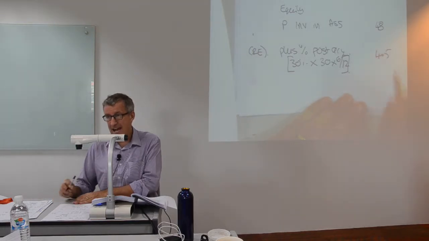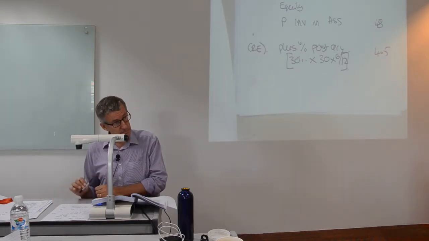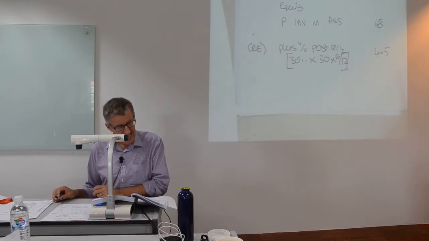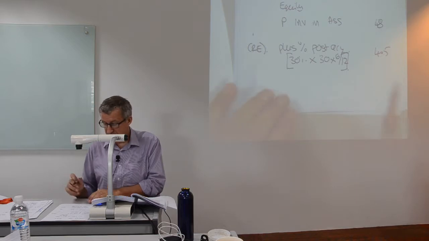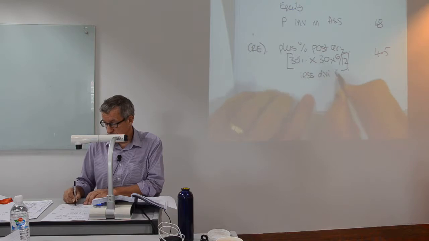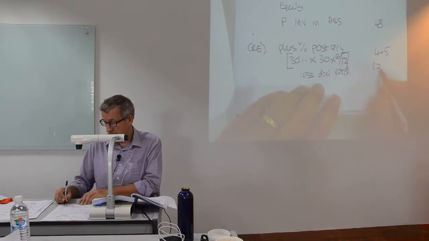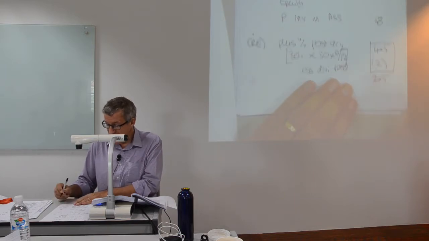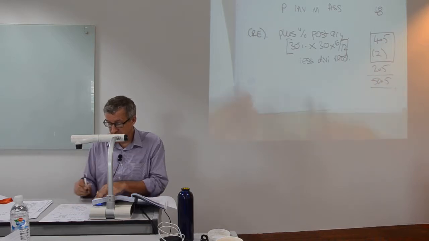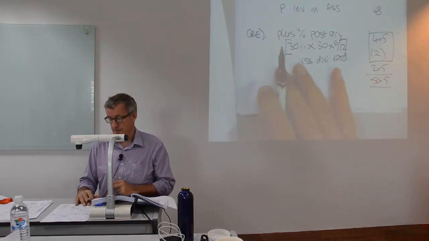Hang on a minute. That is not the profit that I have retained. Why is that not the profit that I have retained? Because I have received a dividend. So the dividend received is 2. So strictly speaking, the amount of the retained profit is 2.5.